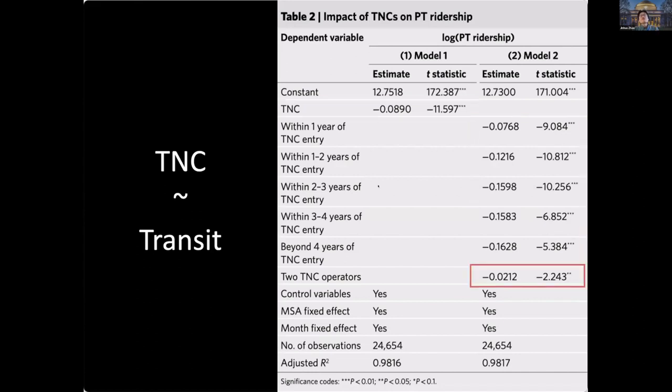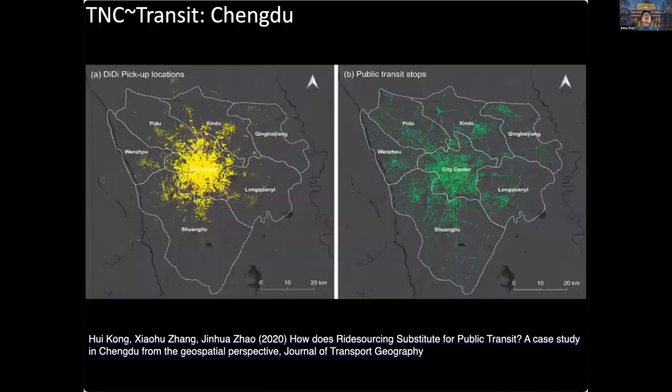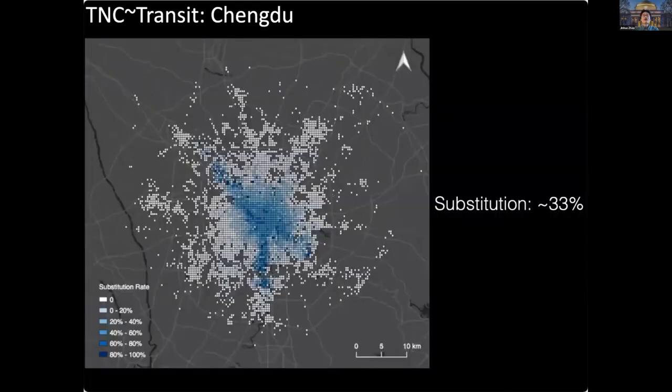Then we look at a few specific cities. Here, this is Chengdu in China, looking at Didi's pickup locations versus transit pickup locations. We find that a large chunk of the trips are directly competing with each other. So there is more substitution.